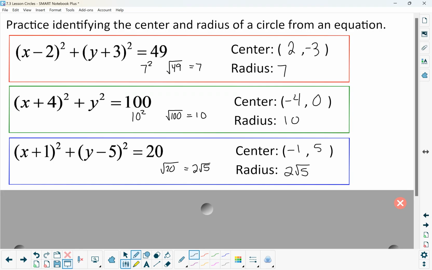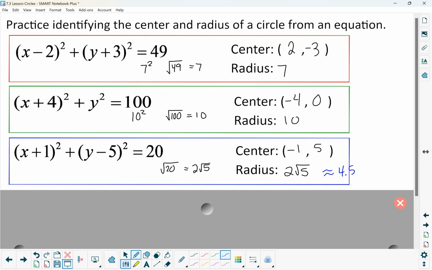We will not have you graph a circle like this that has an irrational radius, but certainly a circle could be that size. And if we did need to graph it, we would just think about the approximate decimal value, and so we would kind of just be eyeballing it from there. And so this one, the radius is around 4.5. It's pretty close.